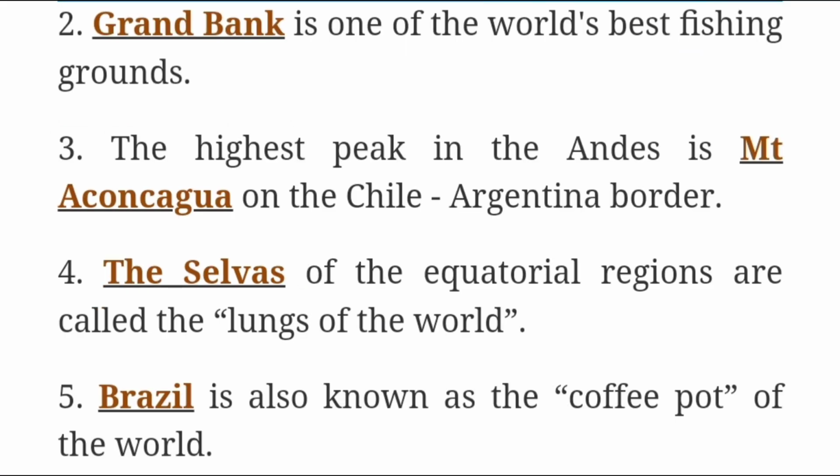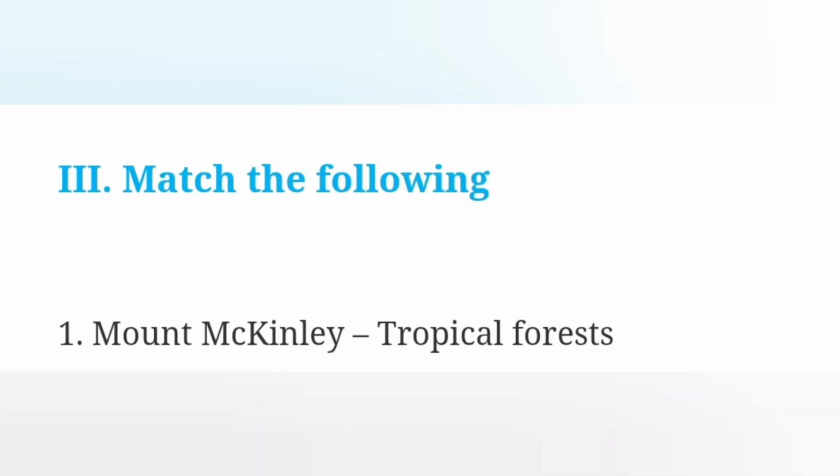Second one, dash is one of the world's best fishing grounds. Answer: Grand Bank. Third one, the highest peak in the Andes is dash on the Chile-Argentina border. Mount Aconcagua. Fourth one, dash of the equatorial regions are called the lungs of the world. The Selvas. Fifth one, dash is also known as the coffee port of the world. Answer: Brazil. Third Roman letter, match the following.